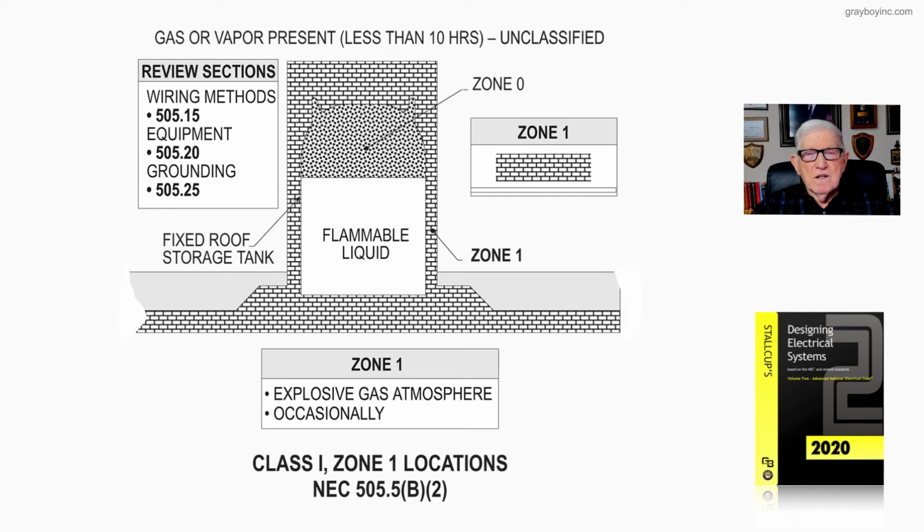21-60 is illustrating, how you'd classify a Class 1 Zone 1 location in accordance with the outlined information in NEC 505.5(B)(2). And that's what this illustration is illustrating to the user of the NEC.